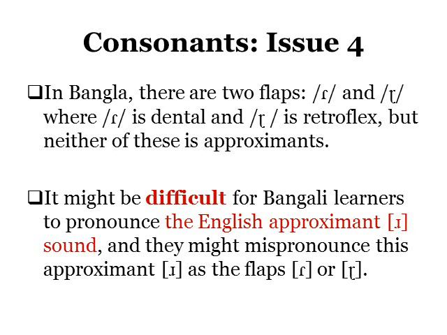Now, in Bangla, there are two flaps, ra and ra, but in Bangla, there is no approximant. Therefore, it might be difficult for Bengali students to pronounce the English approximant ra, and they might mispronounce this English approximant as the flaps, where the tongue tip only taps once on the point of articulation.